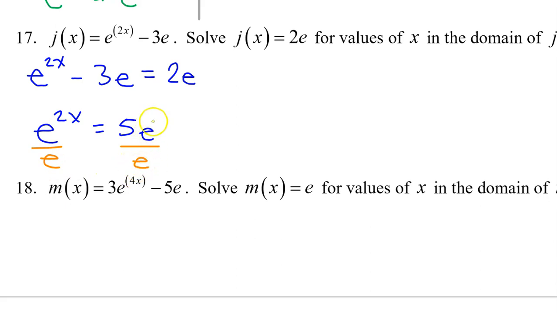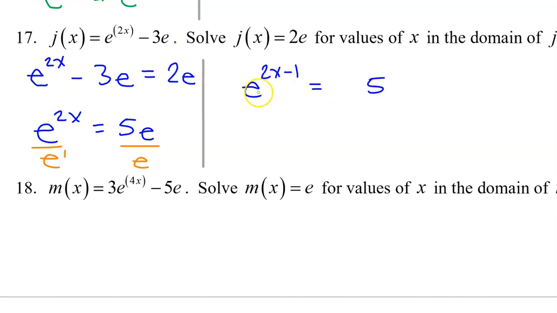So on the right-hand side, the e's will cancel each other out. But on the left-hand side, think of this as e to the 1 power. When you divide with like bases, you subtract the exponents. So on the left side, we will get e to the 2x minus 1 power. I'm subtracting these two exponents, and this will equal 5.